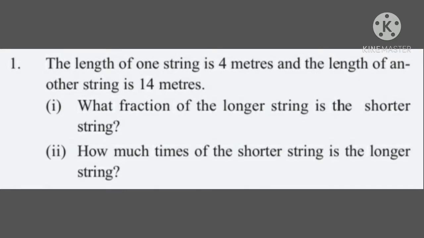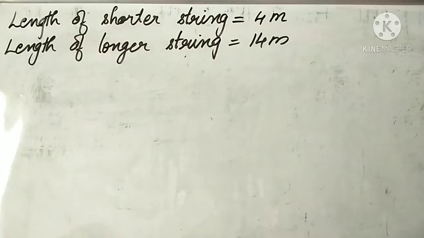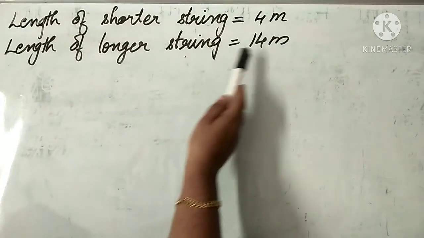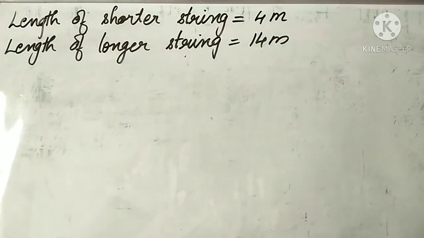Next question. The length of one string is 4 meter and the length of another string is 14 meter. What fraction of longer string is the shorter string? Second sub question: how many times the shorter string is the longer string? According to the question, length of the shorter string is 4 meter and length of the longer string is 14 meter.